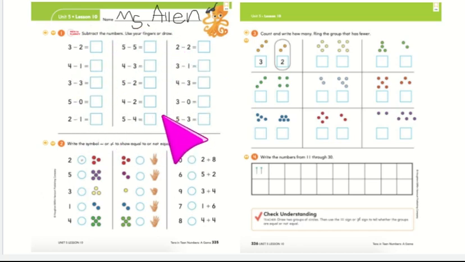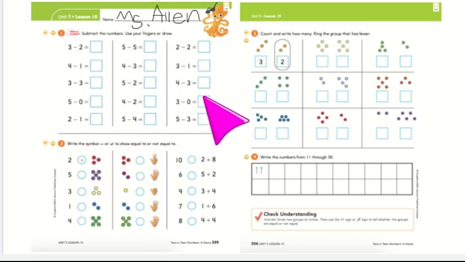If you need to use your fingers, if you need to use cubes, if you need to use something else you have at home or at school that will help you, go ahead and use that. But you are taking away. Don't do addition. Make sure you're doing subtraction. You can see the minus sign right here. Be sure you are doing subtraction and taking away.